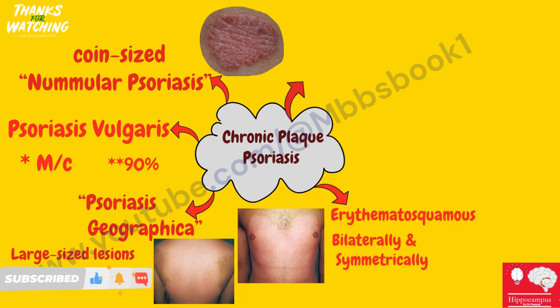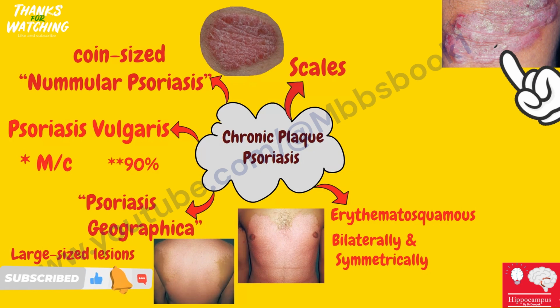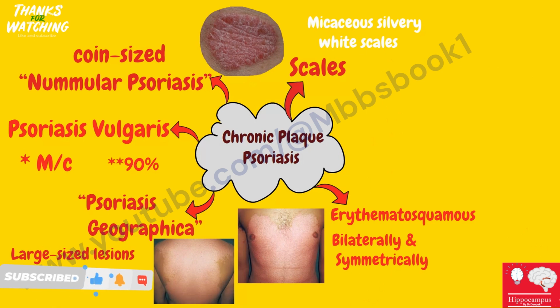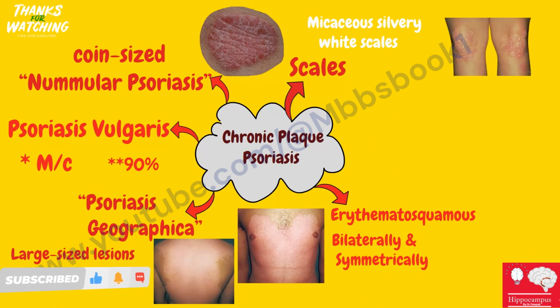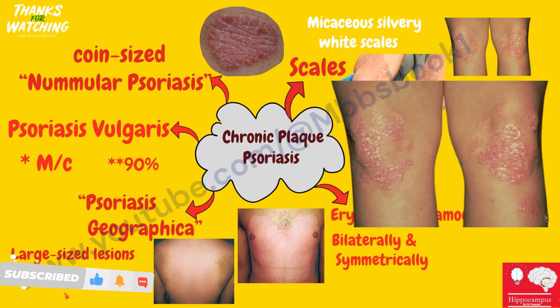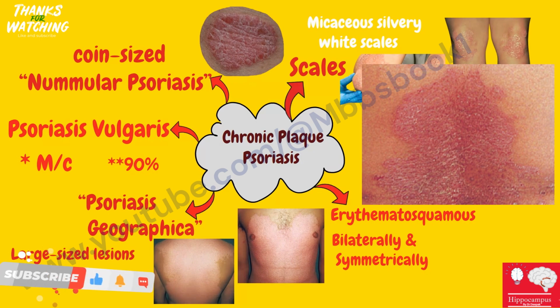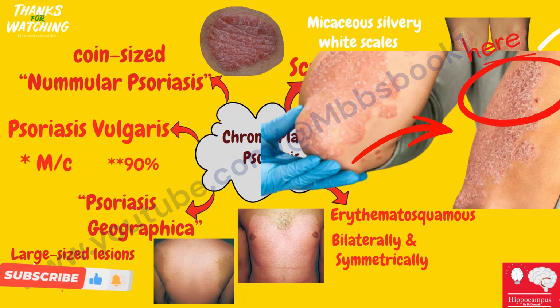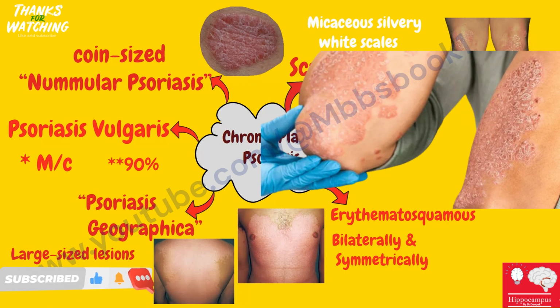The next point is the type of scales. The type of scales that you get in psoriasis is referred to as micaceous silvery white scale, and the distribution is predominantly going to be on the extensor aspect of the body and usually over the bony prominence. So the site is going to be on the extensors, elbows, knees, and other sites involved are the lumbosacral area and back. Now see, this is classical psoriasis. Erythematous scales, papules and plaques. Micaceous silvery white scale distributed over the extensor aspect of the body.